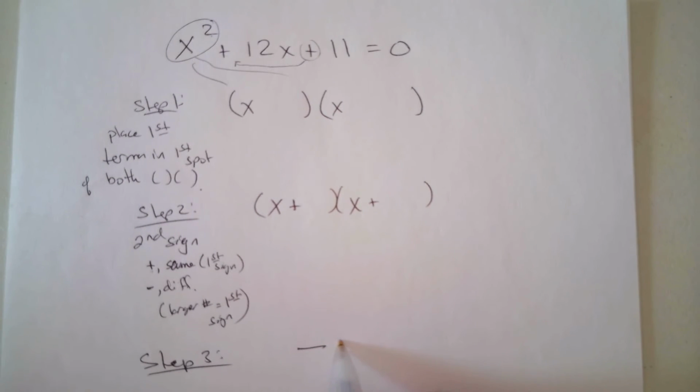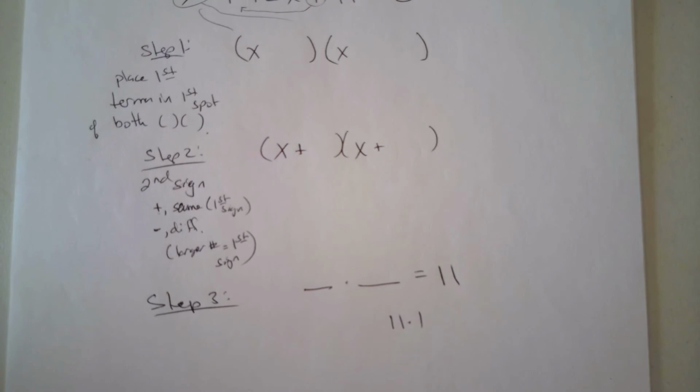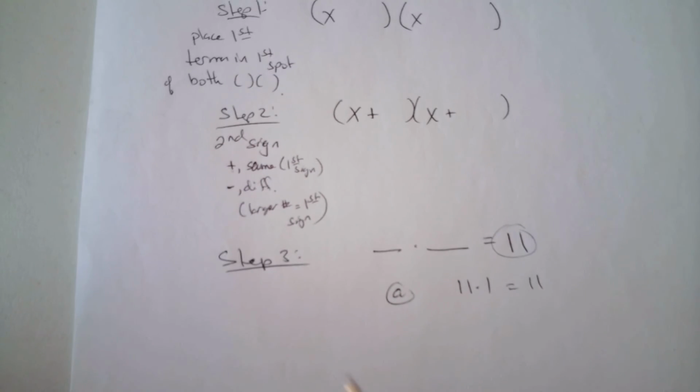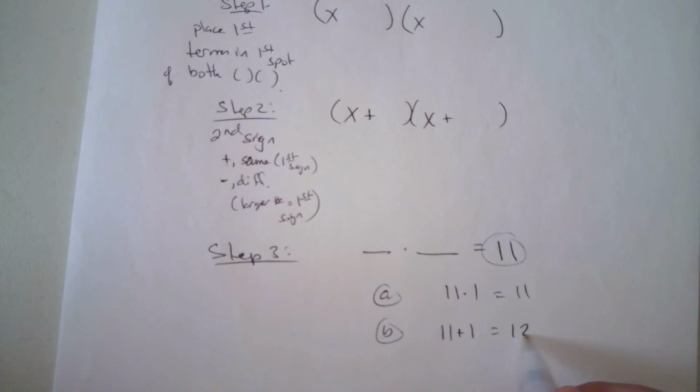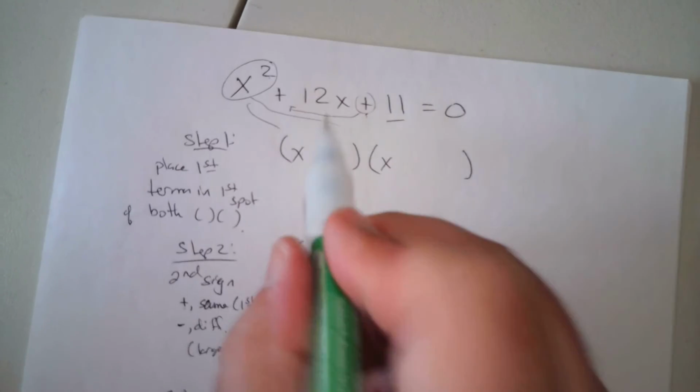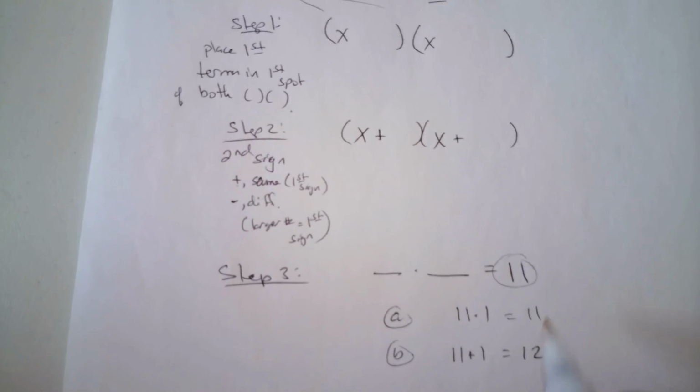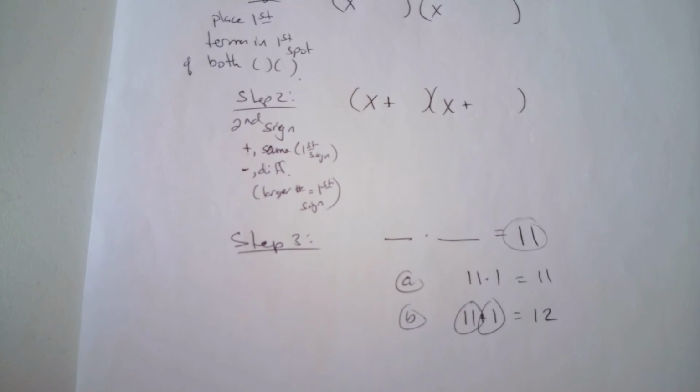Step 3. What two numbers multiply to give you 11? So we only have 11 times 1. So this is the first one. We have to check that. What two numbers multiply to equal 11 has to equal the third term. And then, whatever that second sign is, 11 plus 1, does it equal the middle number? Yep, sure does. So these are our two numbers, 11 and 1.